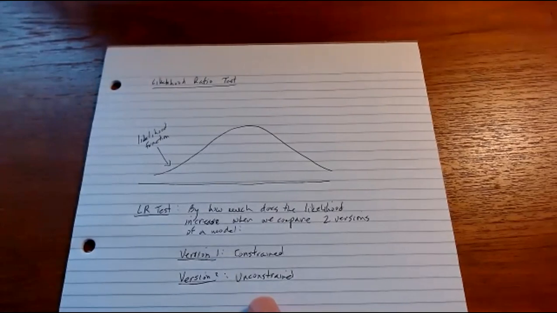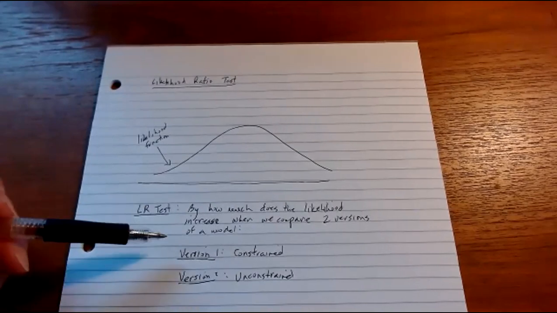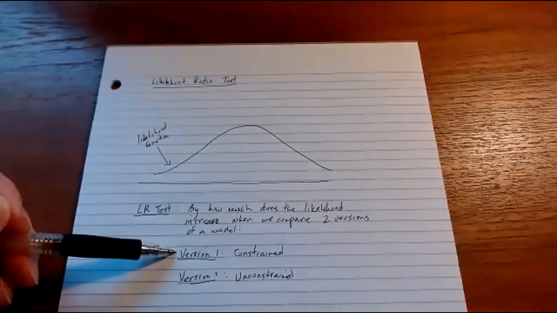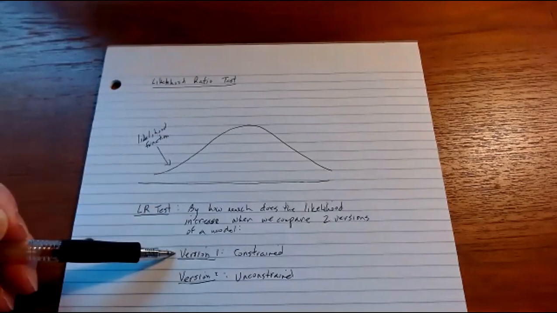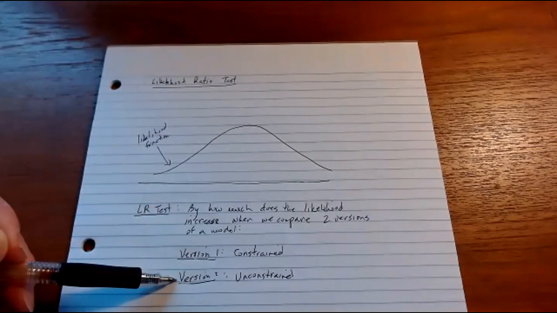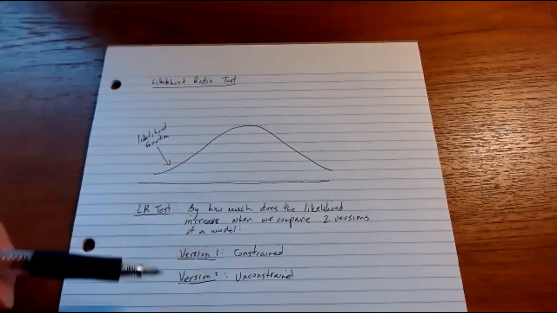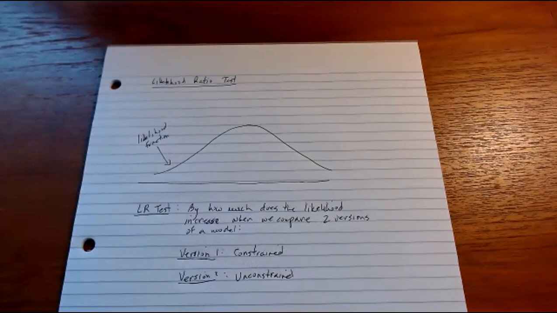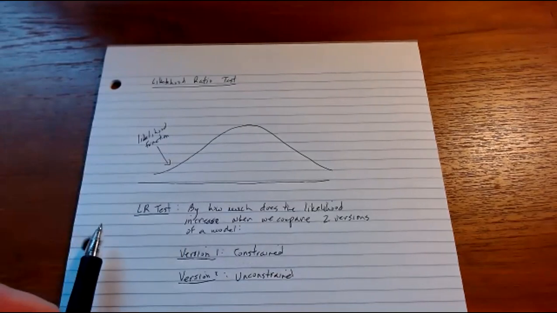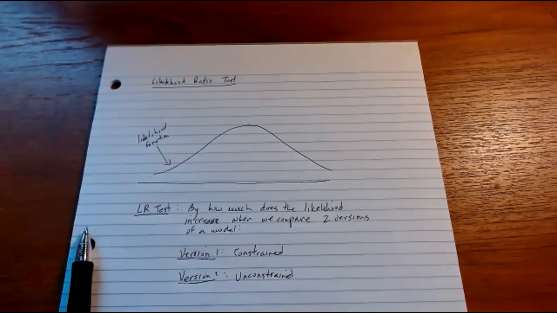So we impose some sort of a constraint and we find the value of the likelihood function. We release that constraint and we again find the value of the likelihood function, and we're going to do a comparison of those two values. So what does it mean to constrain versus unconstrain the likelihood function?